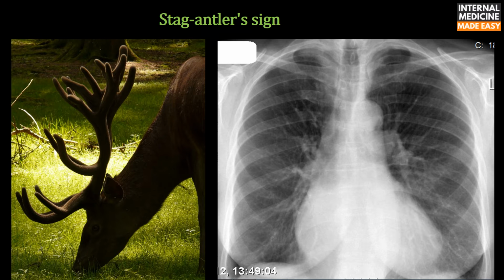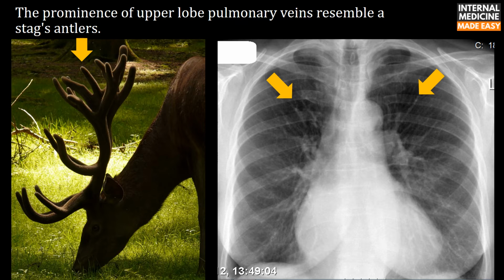Now, Stag-antler sign. The prominence of upper lobe pulmonary veins resembles a stag's antlers.